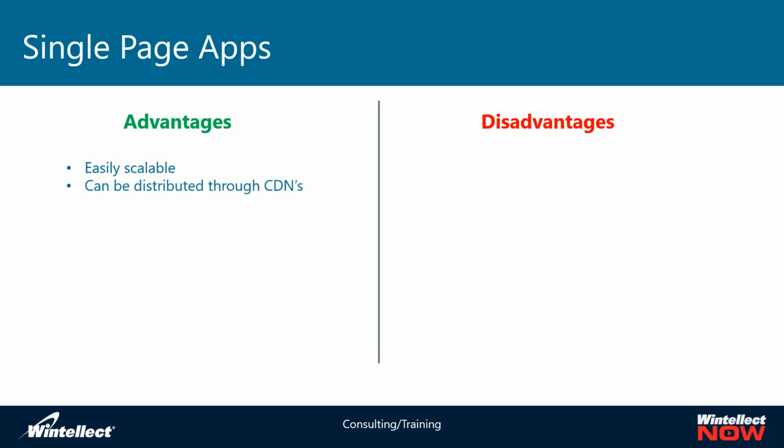Second, it can be easily distributed through a CDN. Now, a CDN is a content delivery network, so it allows you to take your application and distribute it globally by keeping copies on a content delivery network so that the actual application is geographically located close to the actual client that's going to be using that application. Thirdly, it can be more easily taken offline or converted into a progressive web app.